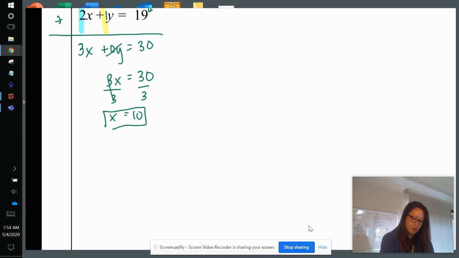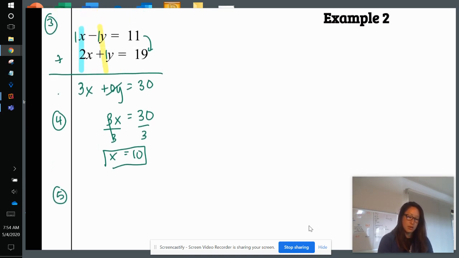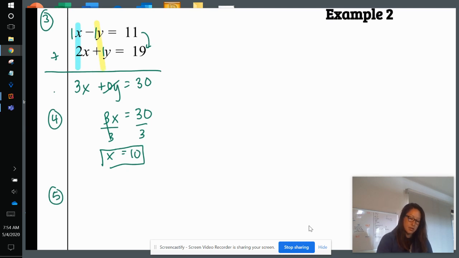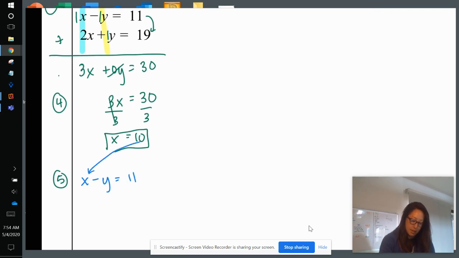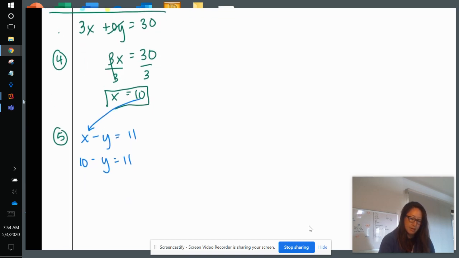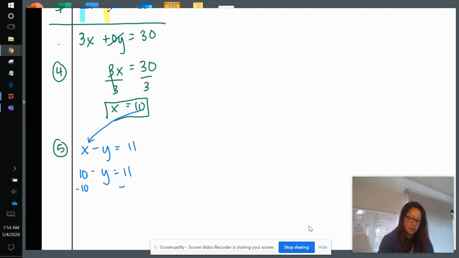Oh wait, this was step 4, solving for the first variable. Step number 5 is to use that x equals 10 in one of the equations. It doesn't really matter which equation you use, but I'm going to use the top one. So x minus y is equal to 11. It just seems a little simpler. Okay. I'm going to plug the 10 in for x. So 10 minus y is equal to 11. Go ahead and subtract 10 from both sides, giving us negative y is equal to 1.